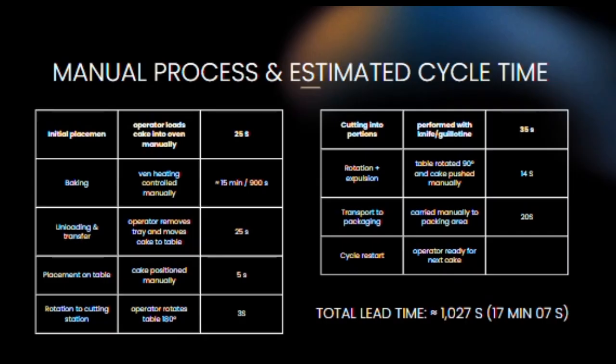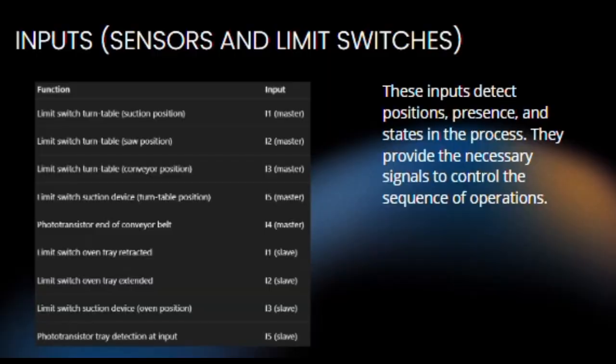This step takes about 35 seconds. Finally, the portions are pushed manually onto the output tray and carried to the packing area, which takes around 20 seconds. In total, the manual cycle time is about 70 minutes per cake, while the automatic system requires a similar time because of the baking process. It provides much greater precision, consistency, and reduces the physical effort.